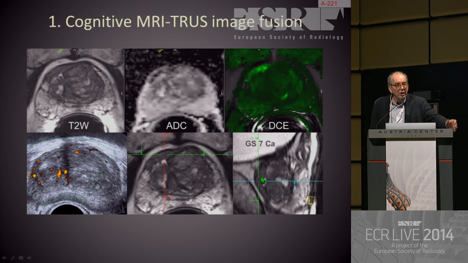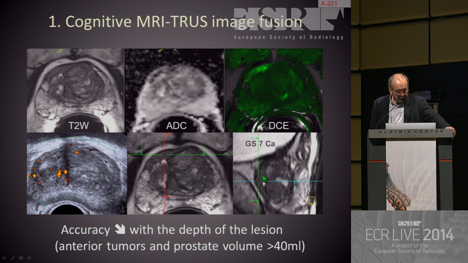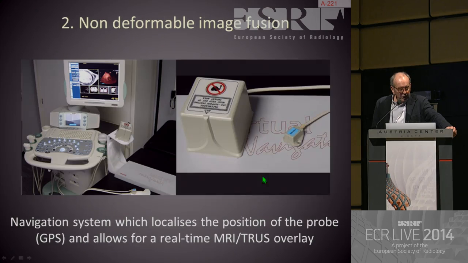And that's what most of the urologists do at the moment. Intuitively, the accuracy of this technique may decrease with the depth of the lesion, that is, with anteriorly located tumors and/or with the prostate volume. So the second widely used technique is the non-deformable image fusion.